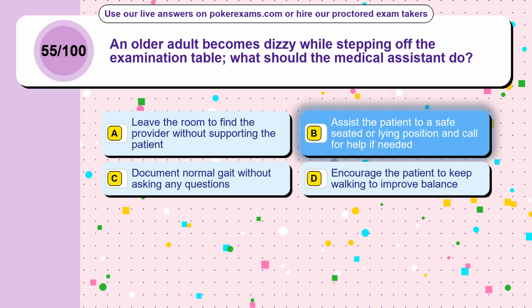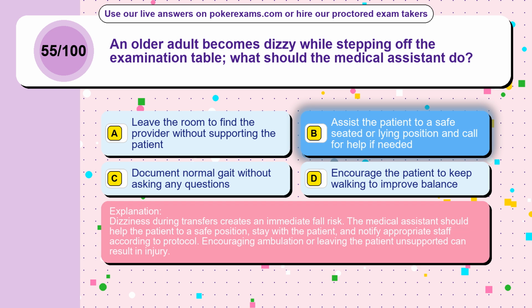The correct answer is option B. Assist the patient to a safe seated or lying position and call for help if needed. Dizziness during transfers creates an immediate fall risk. The medical assistant should help the patient to a safe position, stay with the patient, and notify appropriate staff according to protocol. Encouraging ambulation or leaving the patient unsupported can result in injury.